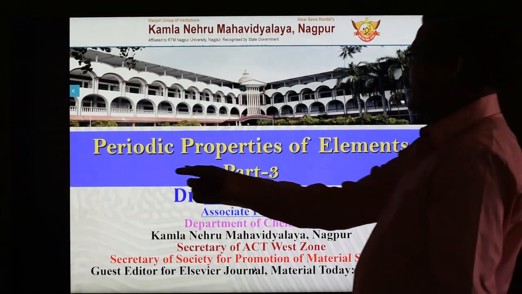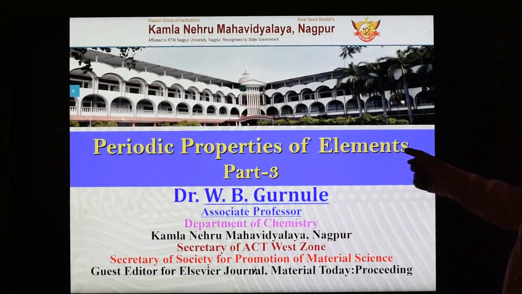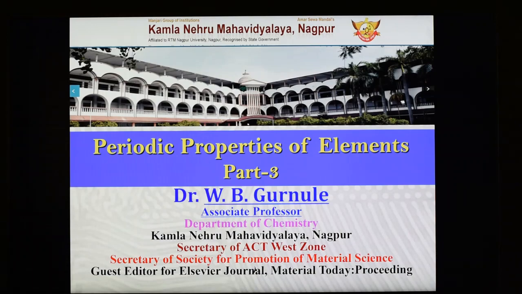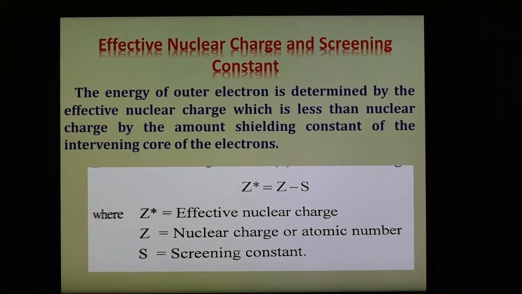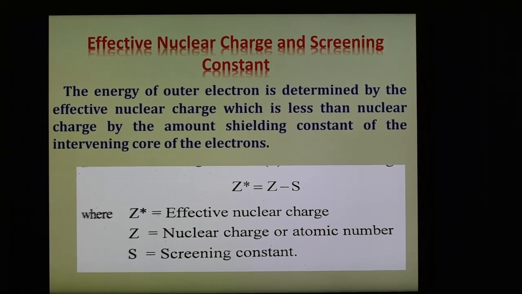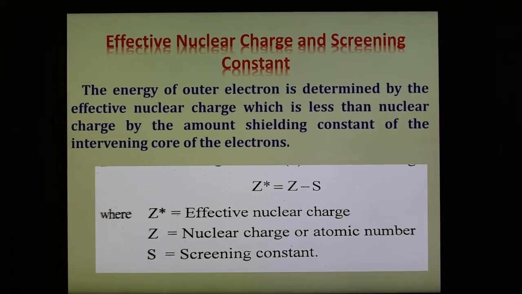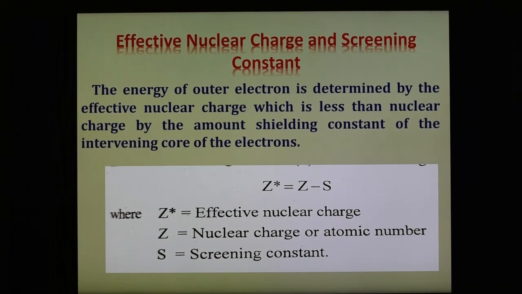So today's topic is the third part of the periodic properties of the elements, and here we are going to see what is meant by effective nuclear charge, and also the calculation of effective nuclear charge. As we know, the inner shell electrons screen the nucleus from the outer electrons, and the outer electrons experience only a part of the nuclear charge, so the effective nuclear charge faced by the outer electron is lower than that expected from the total nuclear charge.